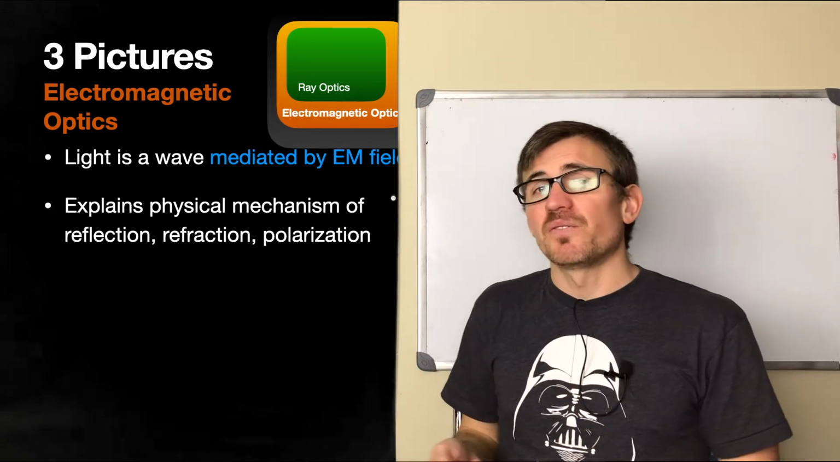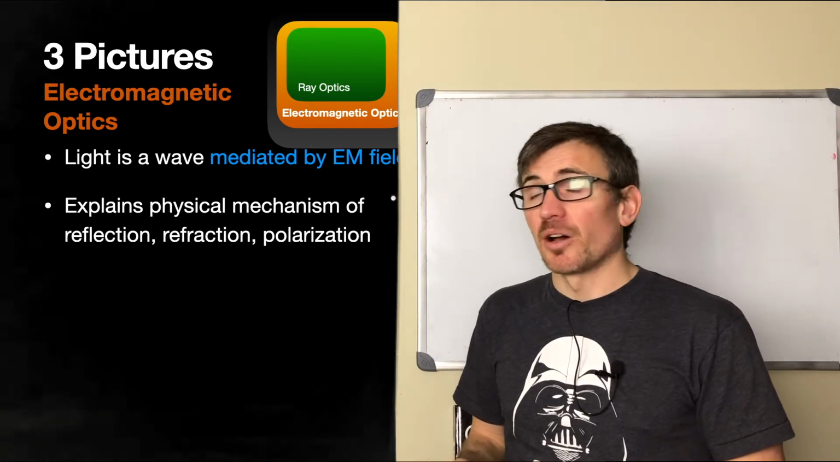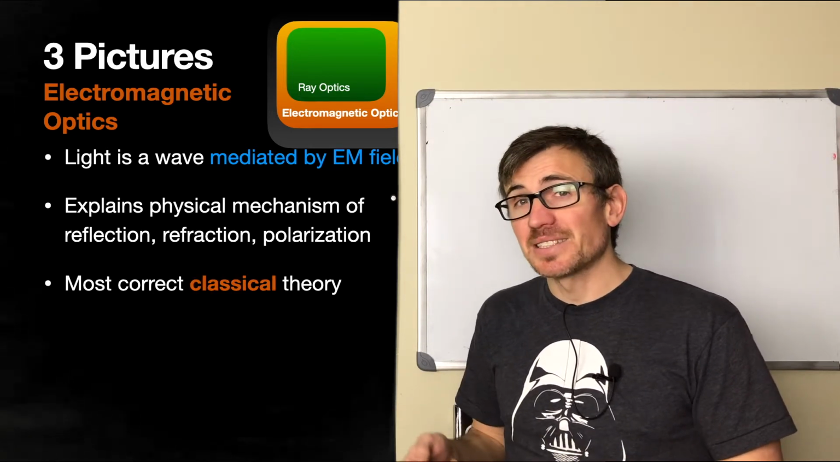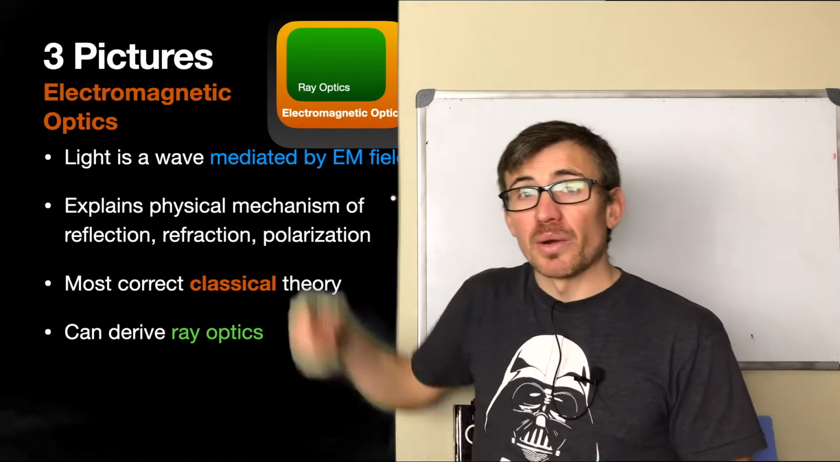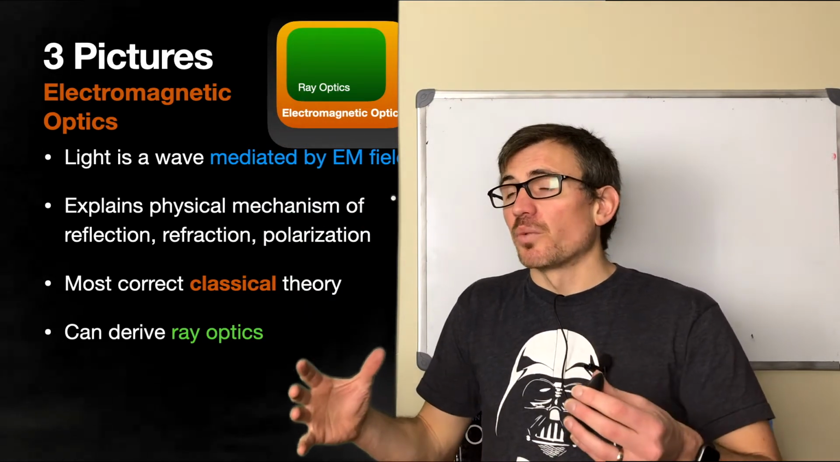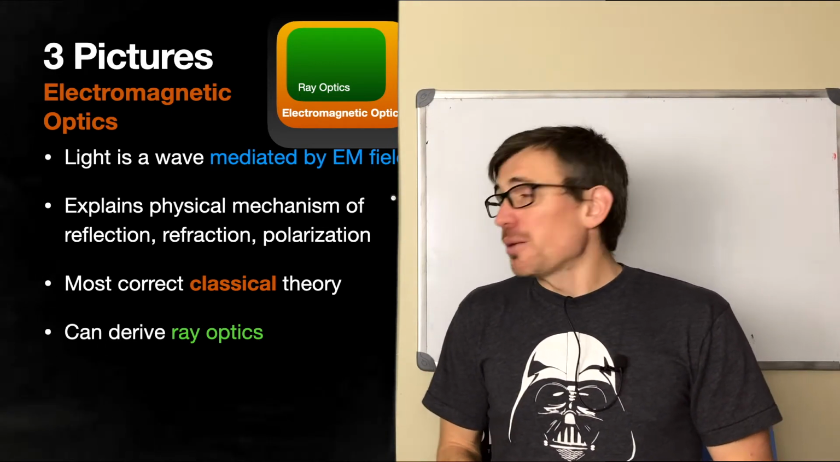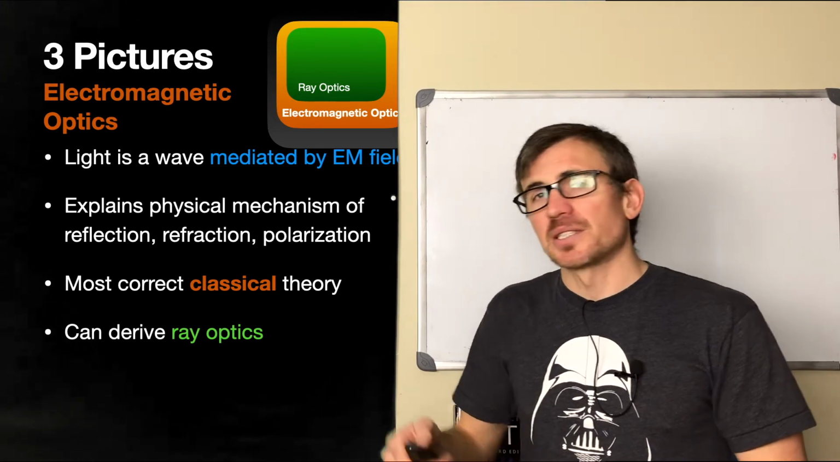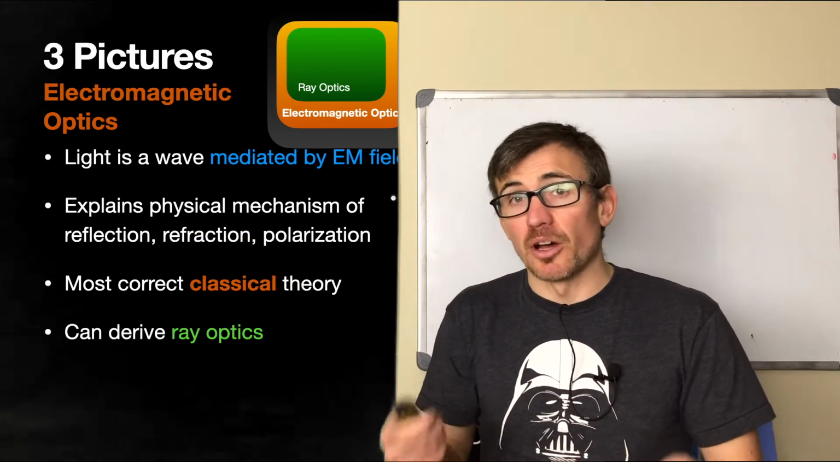All right, so we really get a good physical picture. And in fact, this is a very general theory. It's more general than ray optics. It's the most correct classical theory we have. So we can use it to derive ray optics. So ray optics is a subset of electromagnetic optics. Typically, it's harder to do though. Ray optics is much simpler. We can draw quick diagrams to understand what happens to an image or what happens in an optical instrument.